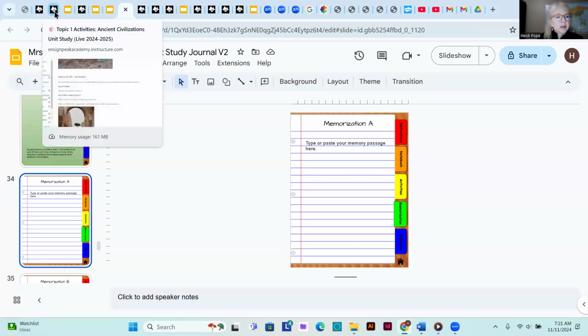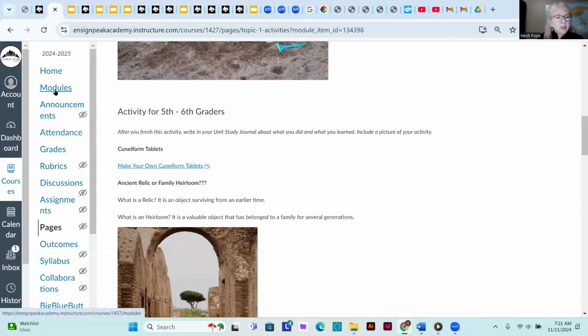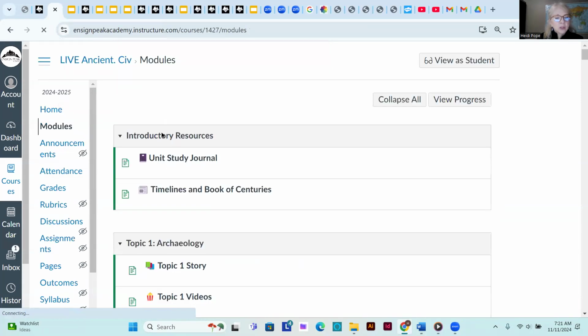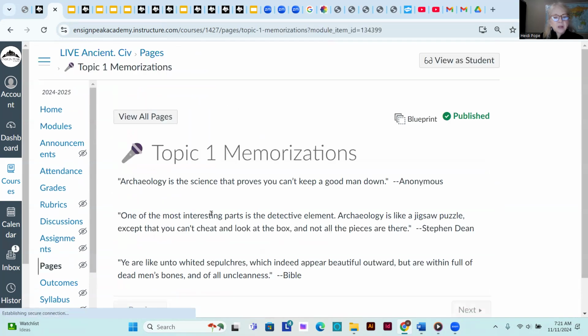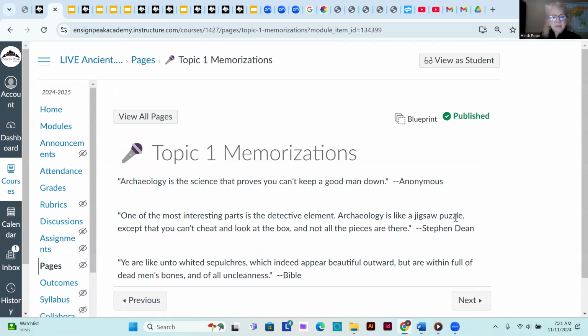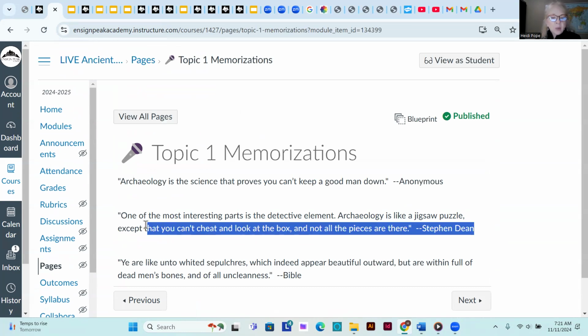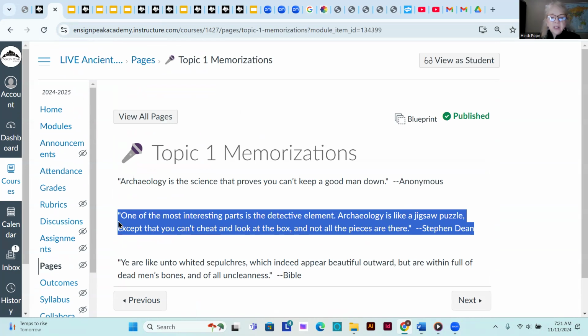And so let's go back to our ancient civilization modules, and we want to look at memorizations. Here are a few memorizations, okay? And I could choose any one of these, and I'm going to try to memorize it. This is one of my favorites right here. One of the most interesting parts is the detective element. Archaeology is like a jigsaw puzzle, except that you can't cheat and look at the box, and not all the pieces are there. So I'm going to highlight this, push Control and the letter C, which will copy it.